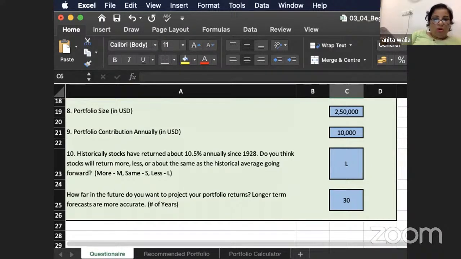Then how long until we retire? How long do we have before we want this asset, or we want to go ahead with this? So let's say he says 30 years, and we put that. And now we go through and fill out all these questionnaires.